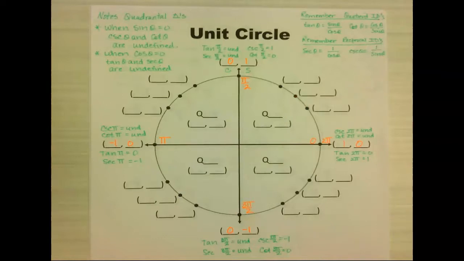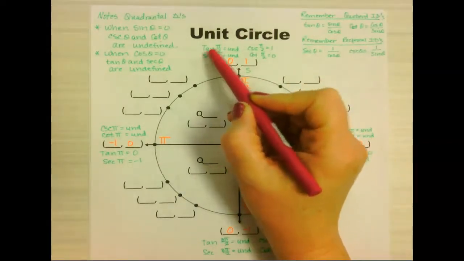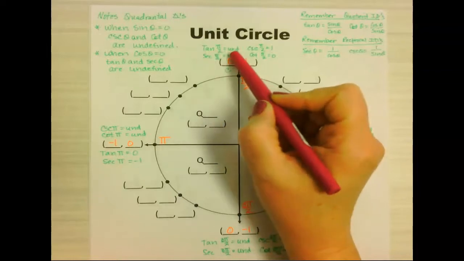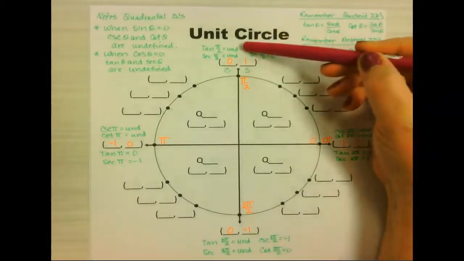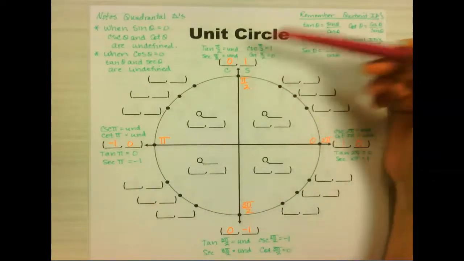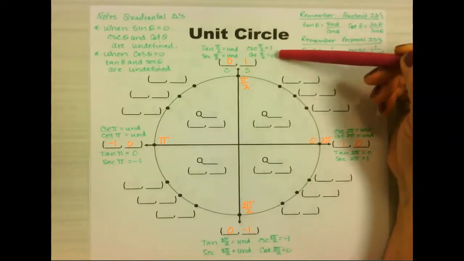All right, so hopefully you found some interesting things. For instance, on pi over 2, tangent of pi over 2 is undefined because you are trying to divide by 0, and you can't do that. So I found tangent of pi over 2 is undefined, as well as secant is undefined. Cosecant of pi over 2 is 1, and cotan of pi over 2 equals 0.